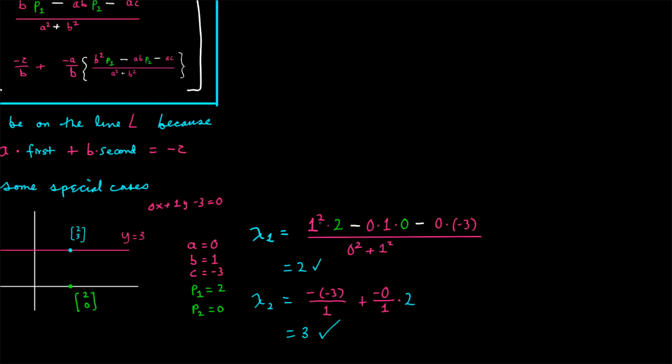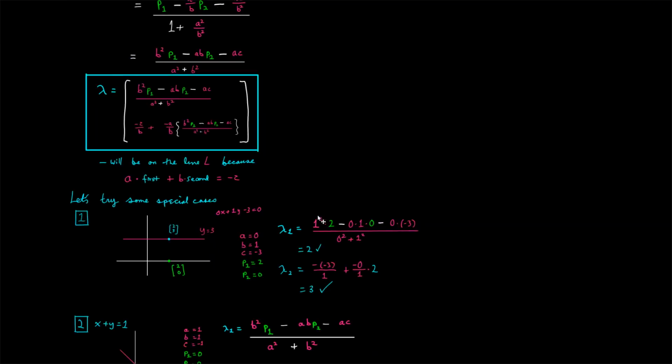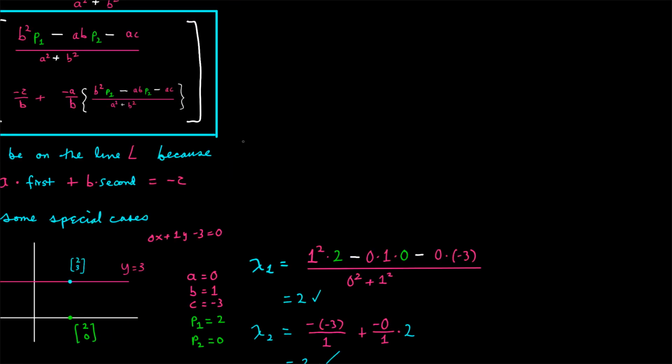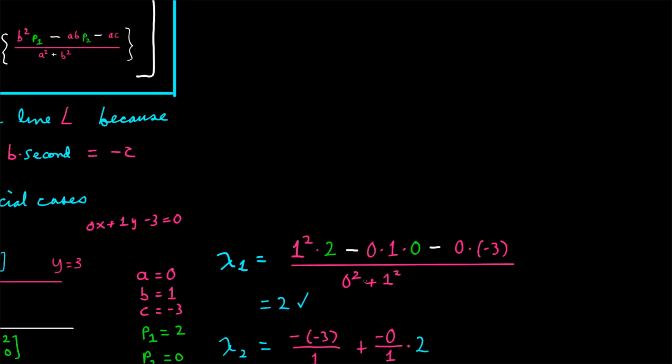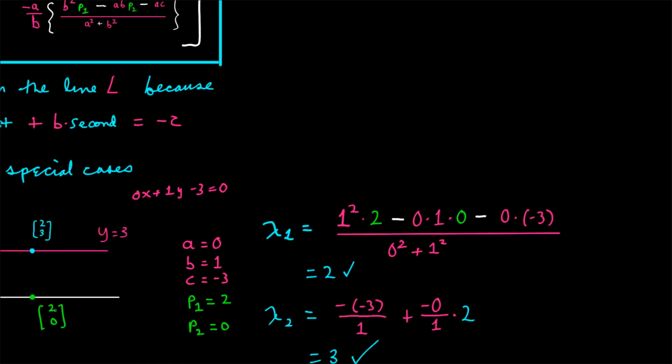All right, lambda 1, we just plug it into the formula. So b squared p1, that's 1 squared times 2. Minus 0 times 1 times 0, that's a times b times p2. Minus 0 times minus 3, that's minus a times c. Over 0 squared plus 1 squared, well, that's 2 divided by 1, so that's equal to 2. We got the right answer because we're looking for 2, 3.